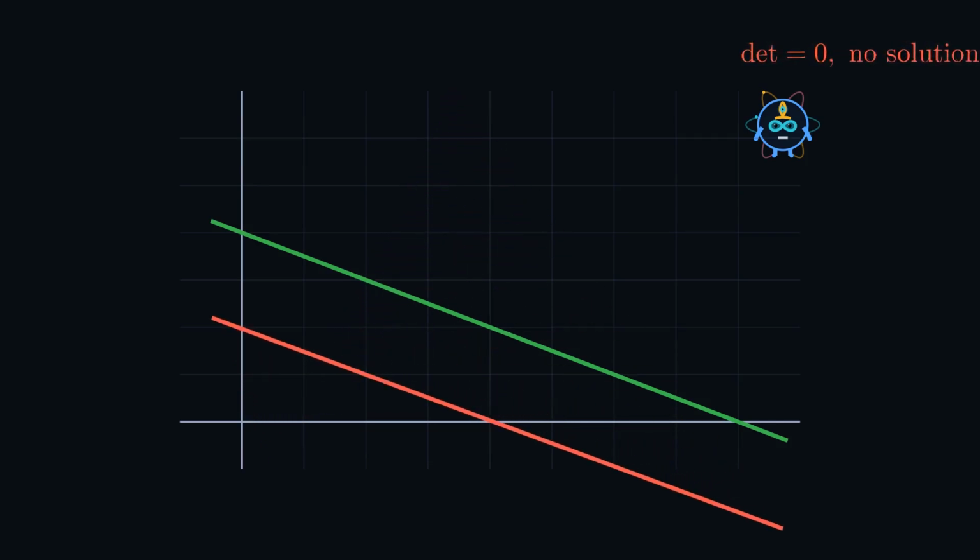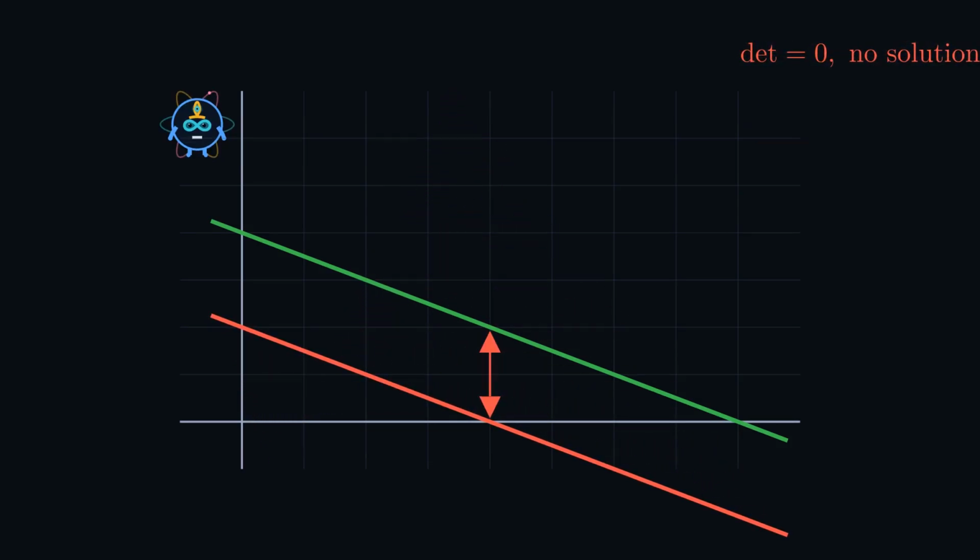Case 2, make the rules contradict. x plus 2y equals 8 and equals 4. The lines go parallel. No point can obey both. The determinant just hit 0.